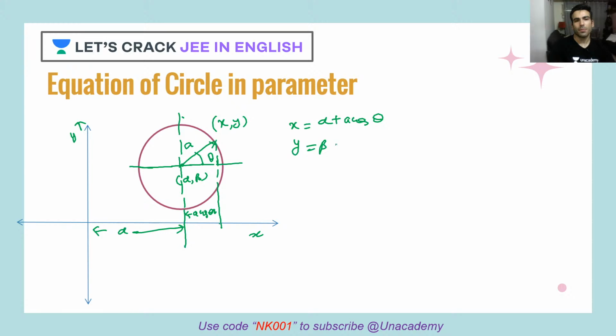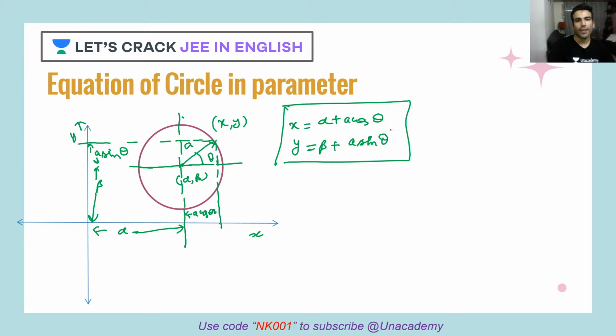Similarly, y can be written as beta plus, when I take the projection on the y-axis, this part is a sine theta. Until here it is beta. Here, beta plus a sine theta. Now, as you can see, x and y can be represented with only one variable, right? This is the beauty of parametric form. So this is your parametric form of the circle. Clear?